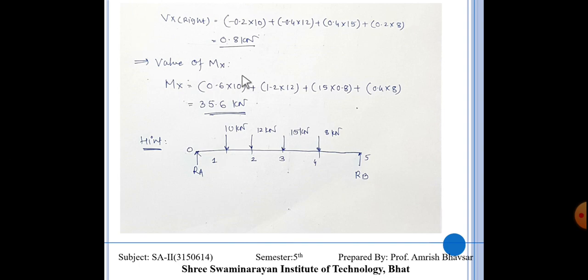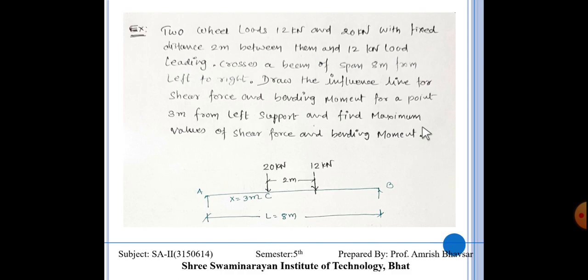It is right. Now for Mx the same thing. At A, 10 kilonewton is multiplied with 0.6, 12 kilonewton is multiplied with 1.2, 15 kilonewton is multiplied with 0.8 and 8 kilonewton is multiplied with 0.4. So Mx is equal to 35.6 kilonewton-meter. Now this is the case for the given load. We will get the value of Vx, Mx and RA, RB. So this kind of case is used for the analysis of moving loads on bridges.